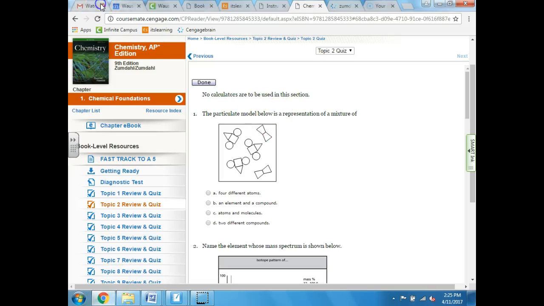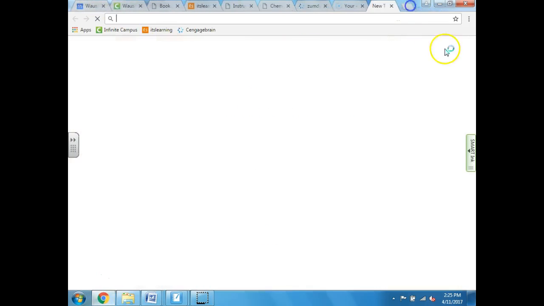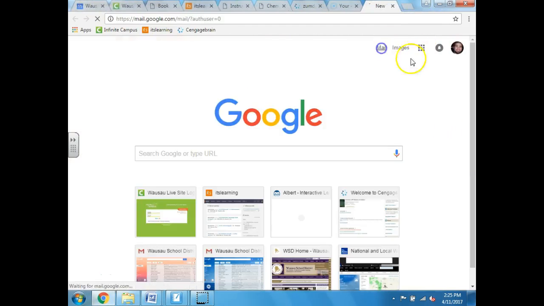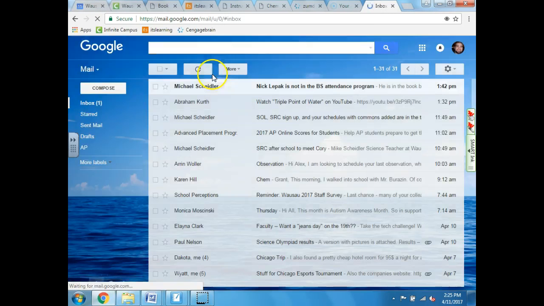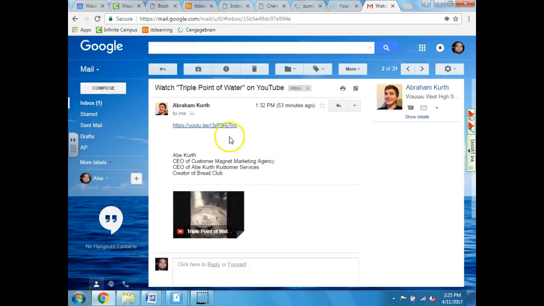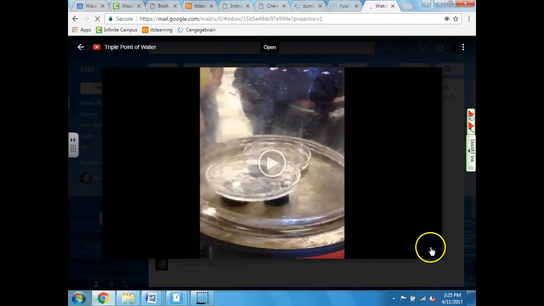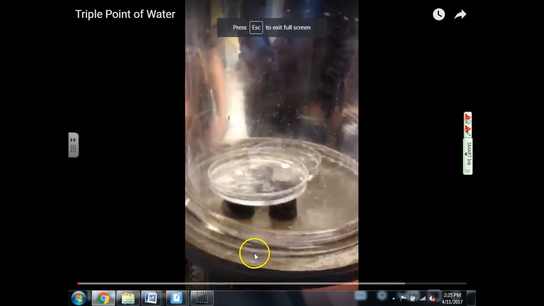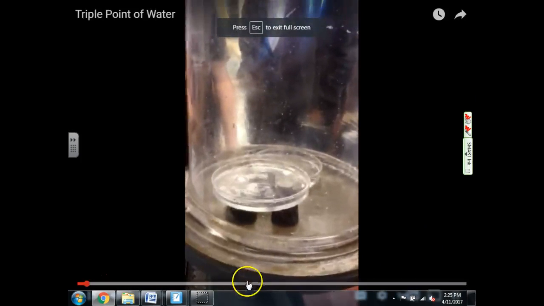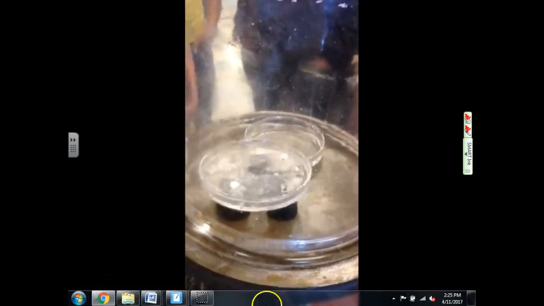So here's this guy. He's working on getting to the right spot. I'm going to fast forward it. If you notice, in that petri dish now there is ice, there is liquid water, and it's bubbling. So it's boiling. This is the triple point of water.